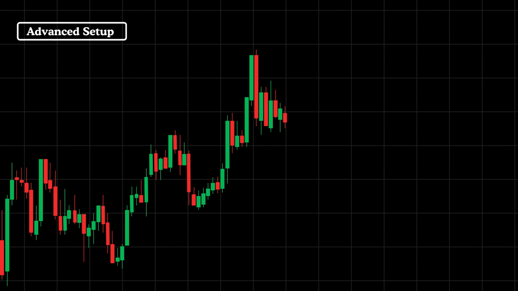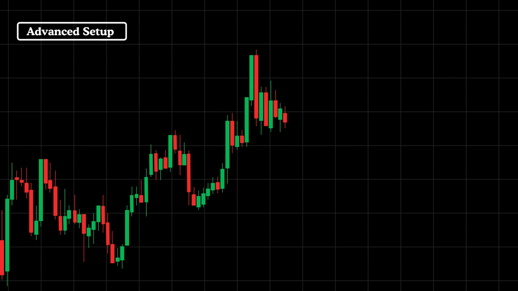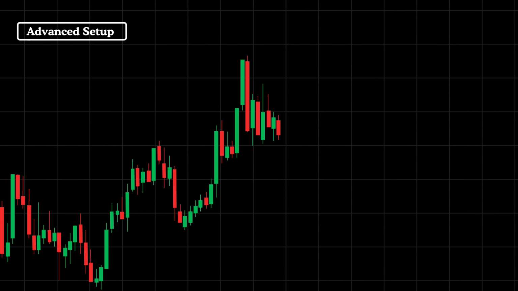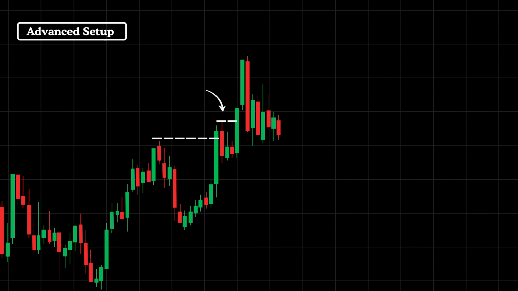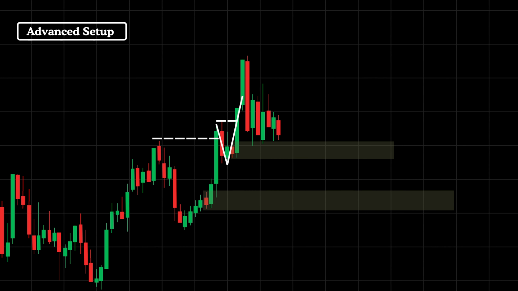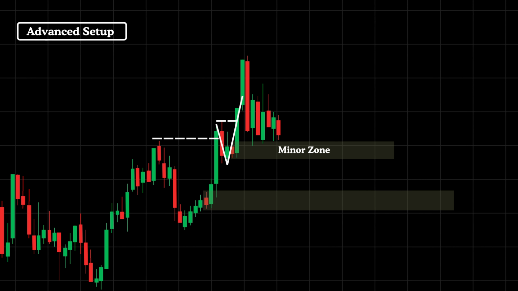Alright, let's break down a real chart example. Here we can see price forming higher highs and higher lows, which tells us we're in a clear uptrend now. Right here we get a break of structure. So we mark our demand zone at the origin of the move that caused the break. That's our minor zone.